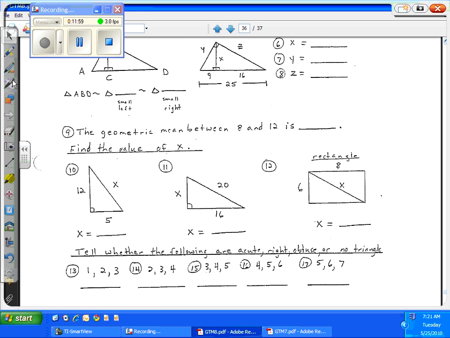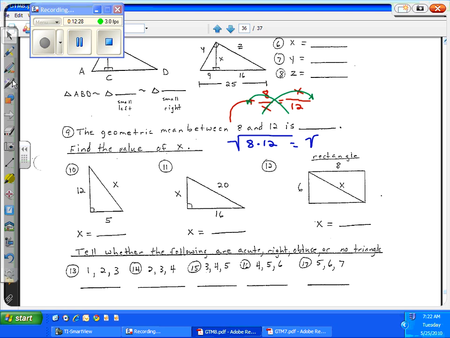We want the geometric mean between 8 and 12. We do want you to know that geometric mean is properly defined with a proportion as 8 over x equal x over 12. But after you cross multiply that proportion and take the square root, you end up with the square root of the product. So you end up with the square root of 8 times 12.